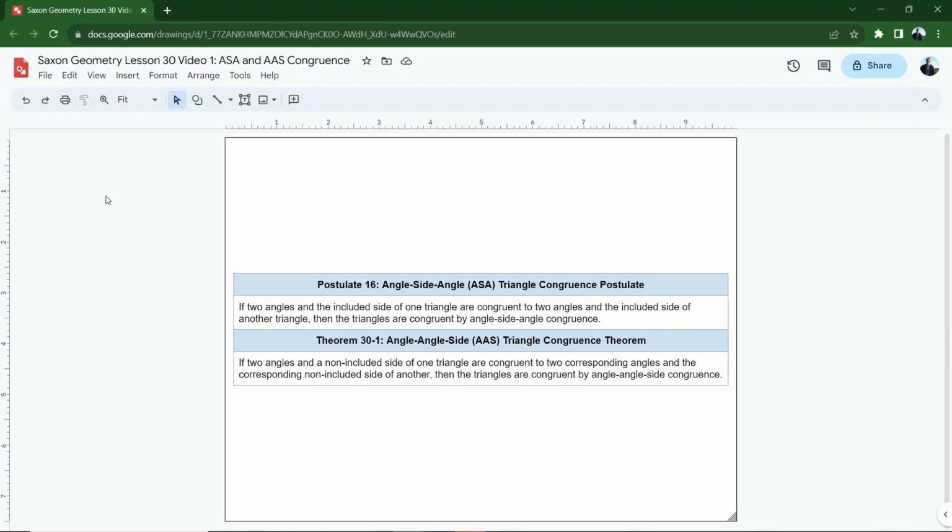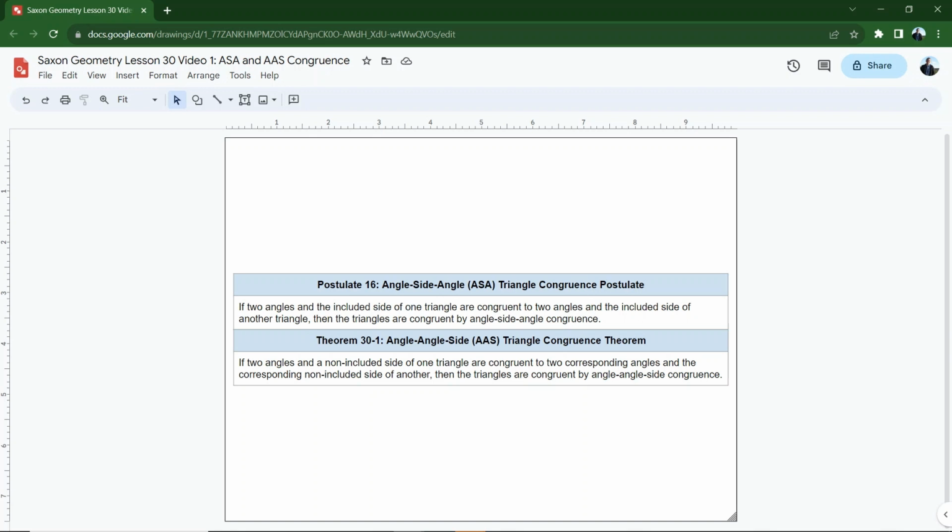So angle, angle, side is interesting because it's just two angles and then a side. The only thing you have to watch out for there is that the angles and then that third side has to correspond to the same side connected to the same angle on the congruent triangle. So if you read through what it says, if two angles and a non-included side of one triangle are congruent to two corresponding angles and the corresponding non-included side of the other, then the triangles are congruent by angle, angle, side.